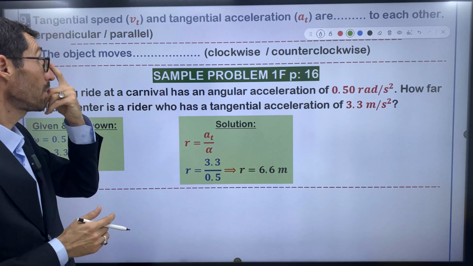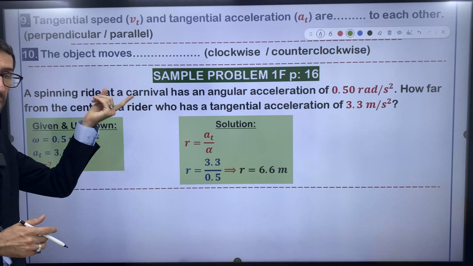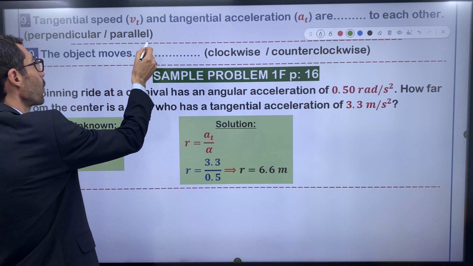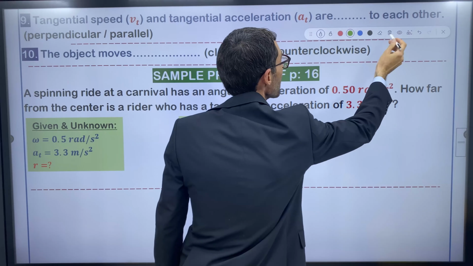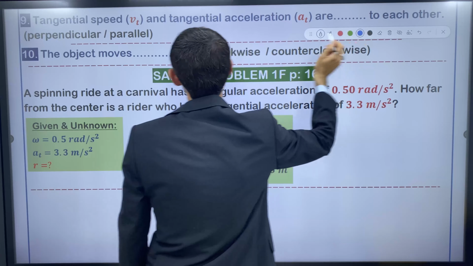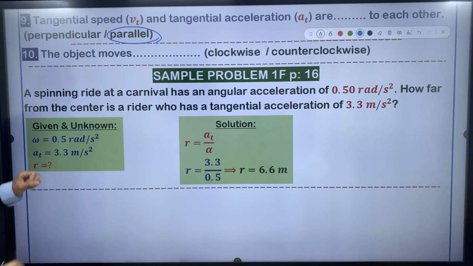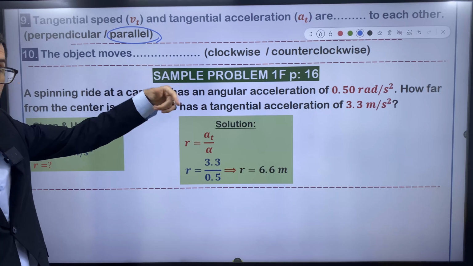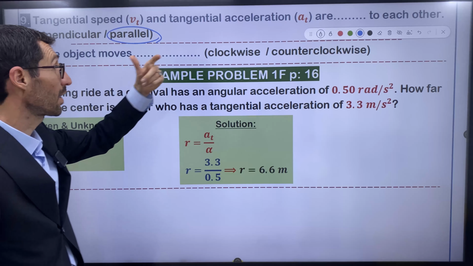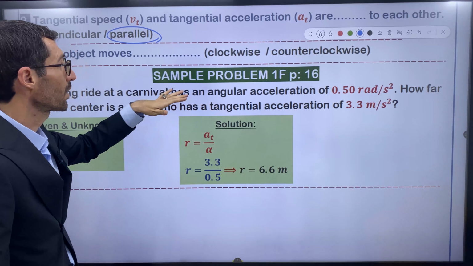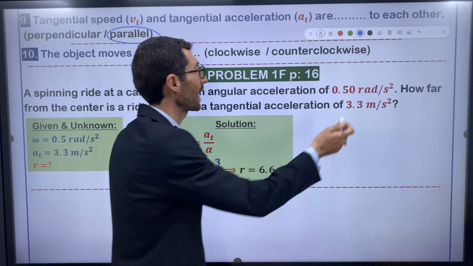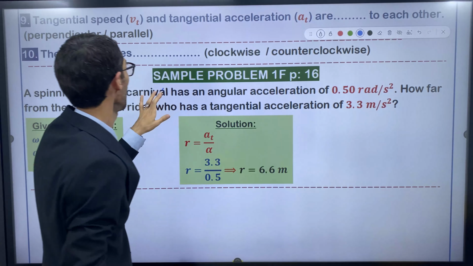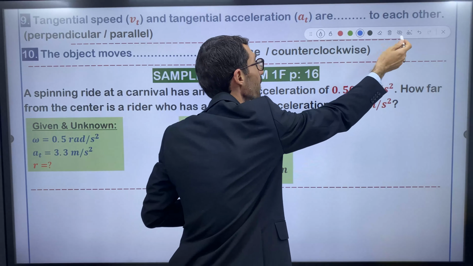So which option is true? Are they perpendicular or parallel? They are parallel to one another. That's why this option is true. Let me circle it, parallel. Question number 10, the object moves. Actually, it talks about the figure. I'm gonna show the figure to you again. The last question. Let me show it to you.